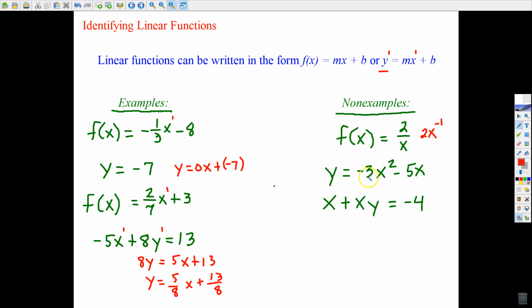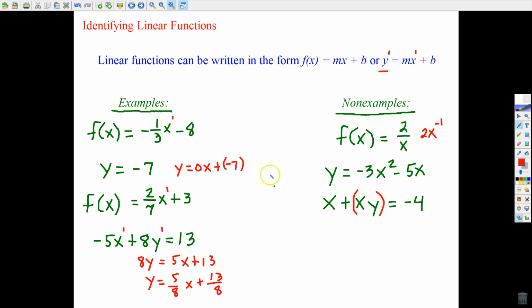In a similar way, if you notice the second function, x has an exponent of 2. I know this one has an exponent of 1, but this one has an exponent of 2, so this is quadratic. So it's not linear. It would be a parabola if we graphed it. And then here we cannot have x and y being multiplied together. That doesn't happen in either of these forms, the function or the regular equation form for slope-intercept. So that's a giveaway too: it cannot be linear if you see x and y being multiplied together in your equation.